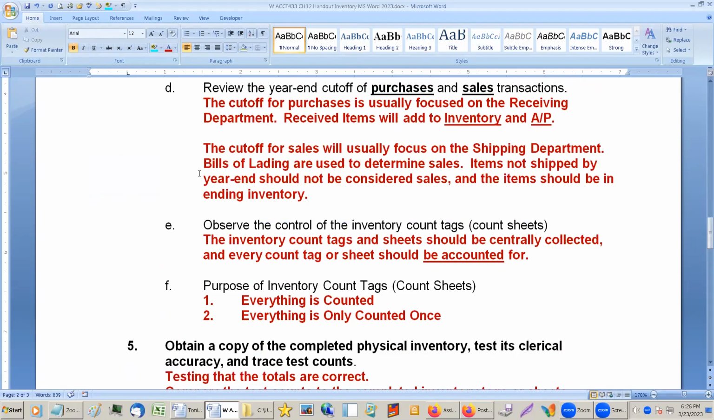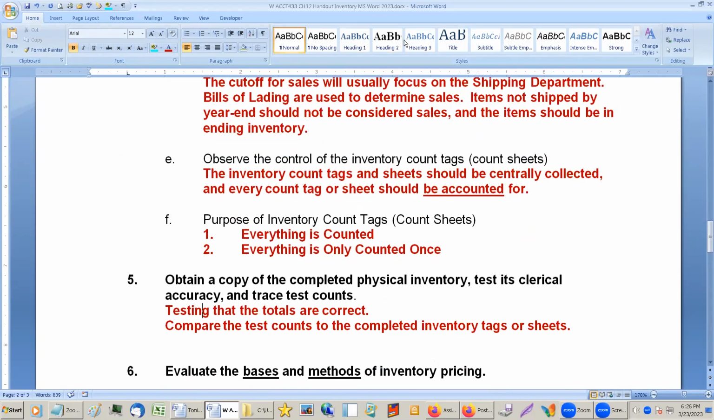So you do your test counts. And by the way, here's another thing about auditing. If you're doing it as an auditor, generally you arrive before everybody else does. When they actually have the tags on all the inventory, that's generally when you go around and do your test counts.